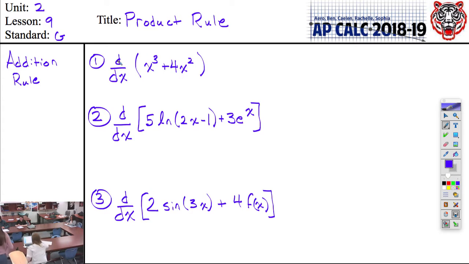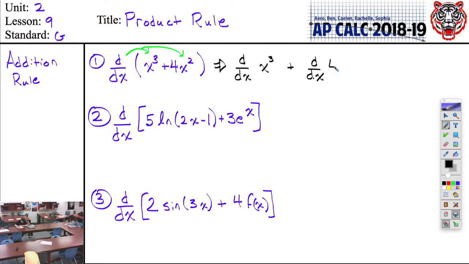The addition rule. So we've talked about this rule informally. This rule is essentially where you can distribute the derivative. So this derivative here distributes into both of these. So this really turns into this problem right here. This is really equal to the derivative with respect to x, d dx, of x cubed plus the derivative with respect to x of 4x squared.